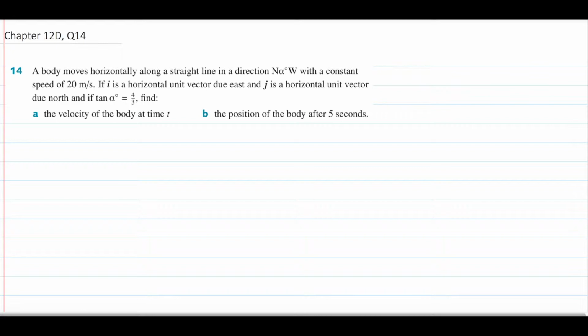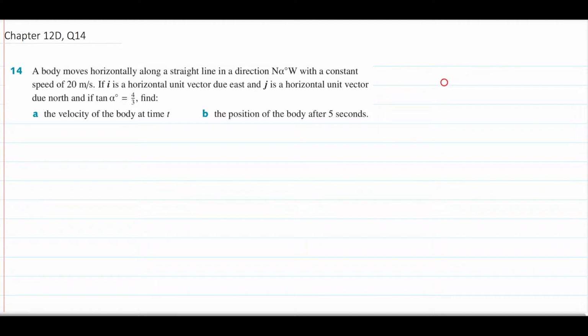So question 14, very short. Let's get straight into it. A body moves horizontally along a straight line in the direction N, so north, alpha degrees west with a constant speed of 20 meters per second. If i is the horizontal unit vector due east and j is the horizontal unit vector due north, and if tan alpha equals 4/3, find these two quantities.